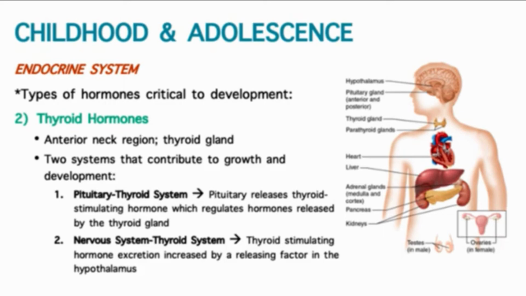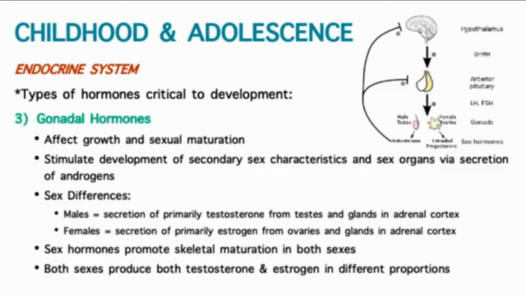So, strong connection between the central nervous system and the thyroid hormone, and stimulating the thyroid hormone to release different types of hormones that it's responsible for releasing for all of these other different growth processes. The third hormone that is critical to development are gonadal hormones, which, in terms of adolescence, are going to be super prominent, right? So these are going to be kind of the primary reasons that we have physiological maturation.